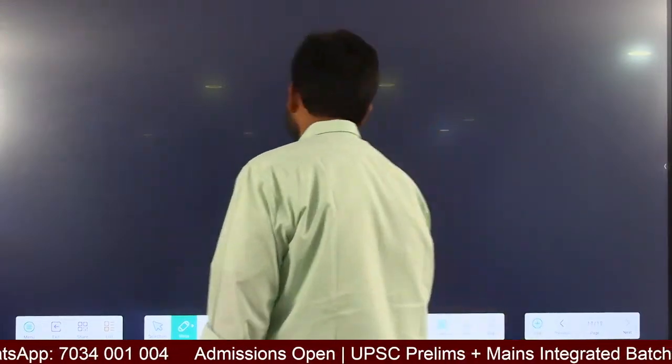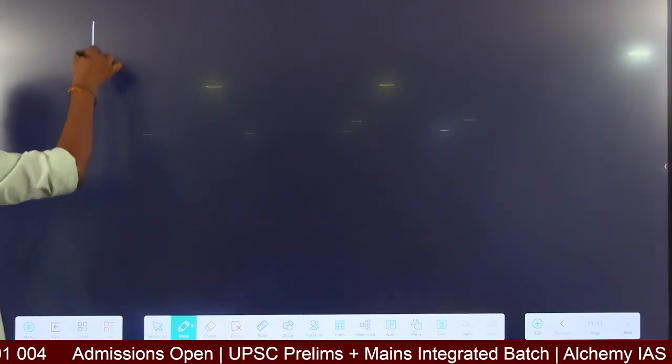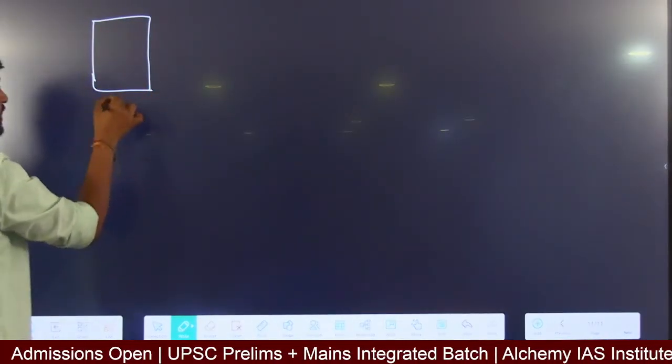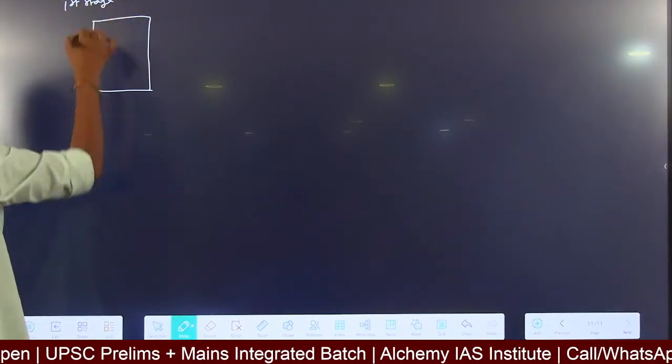So ultimately, I'll briefly summarize these things, the three-stage program, in a single picture. So in the first stage, this is the first stage. What is the fuel we are using?